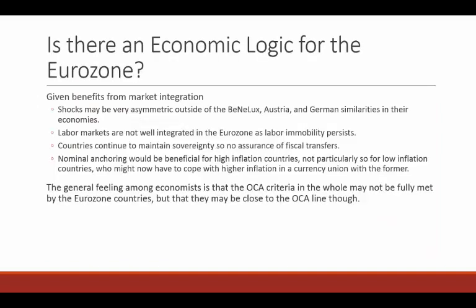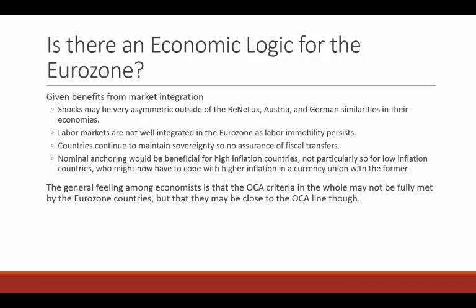So given this, is there really an economic logic for the existence of the euro? The general feeling of economists at the time was no. The feeling was more that while Eurozone countries may have been above the fixed line, they were not all above the OCA line. The reasons advanced for this feeling include the following. First, that the only countries with any semblance of similarities in their economies were perhaps Belgium, the Netherlands, Luxembourg, Austria, and Germany. This means stability costs are high for countries currently in the Eurozone.